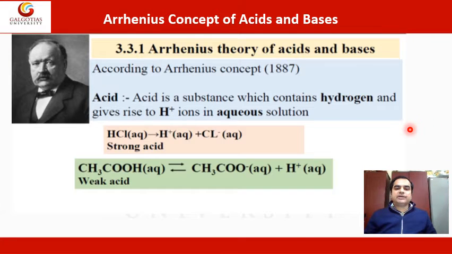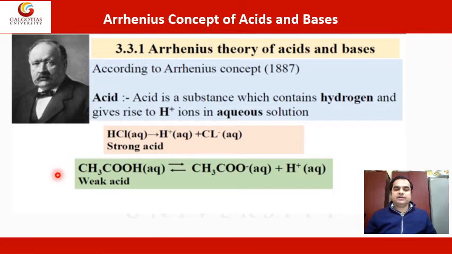Now come to the Arrhenius concept of acids and bases. According to the Arrhenius theory of acids and bases, given in 1887, acids are the substances which contain hydrogen and give rise to H+ ions in aqueous solution. As we can see in this reaction, HCl is referred to as a strong acid. When it dissolves in water, it dissociates into H+ (aq) and Cl- (aq) ions. Because it gives H+ ions in the aqueous solution, it is referred to as an acid.